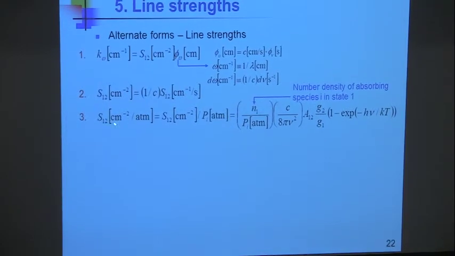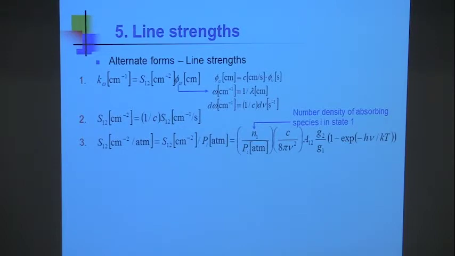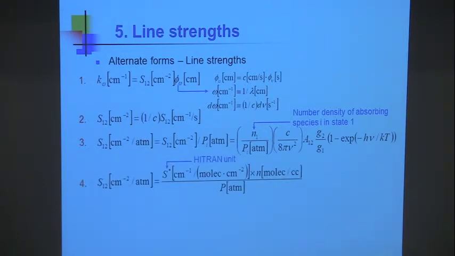So when somebody gives you the line strength, you have to pay attention to the units. It might be centimeters to minus 2. It might be centimeters to minus 2 per atmosphere. There's different possibilities. Now, in the end, they all have to have the same A coefficient. They all have to have the same oscillator strength, but it's just units. HITRAN, for example, uses units of centimeters to minus 1 per molecule per square centimeter.